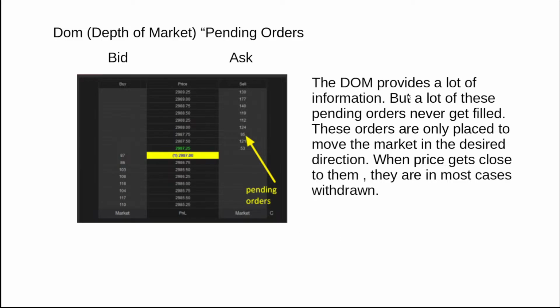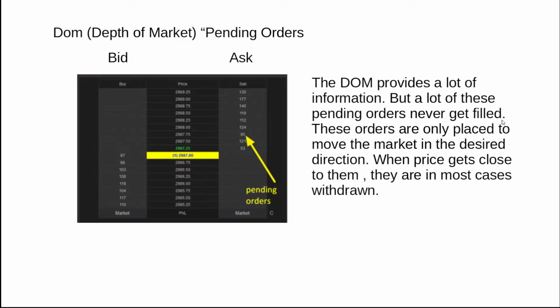So the DOM provides a lot of information, but a lot of these pending orders never get filled. A lot of times if you see a level with thousands of orders, the market makers will put those orders there to try to push price in that direction, making us think that there's a big order sitting there, and then we try to follow suit.